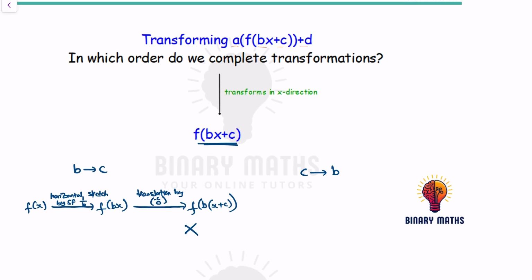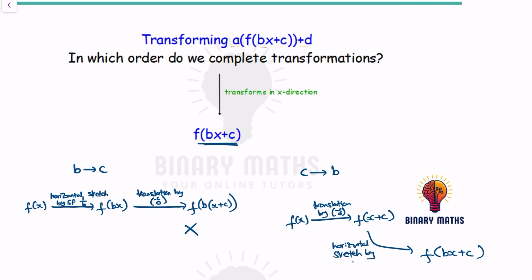So if I do that case, what I end up getting is f of x. If we apply c first, it's the same thing as getting f of x plus c, which is a translation by negative c, 0. Then if we apply b next, wherever we see x we replace it with bx, so you get f of bx plus c. This is a horizontal stretch by scale factor, remember, 1 over b, the reciprocal because the x is being affected. f of bx plus c is what we wanted, so that is correct.